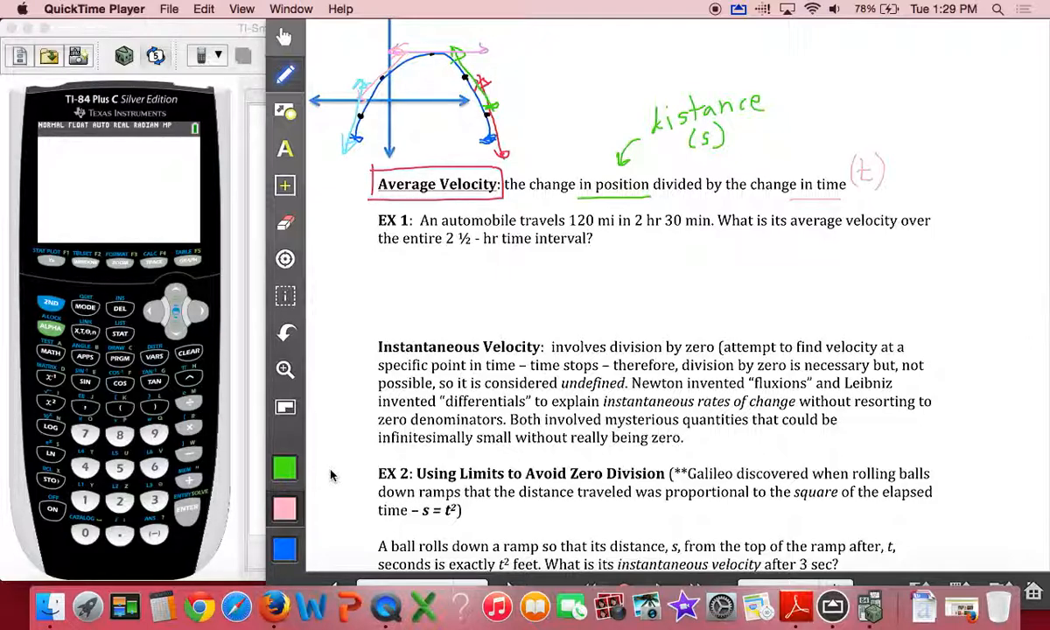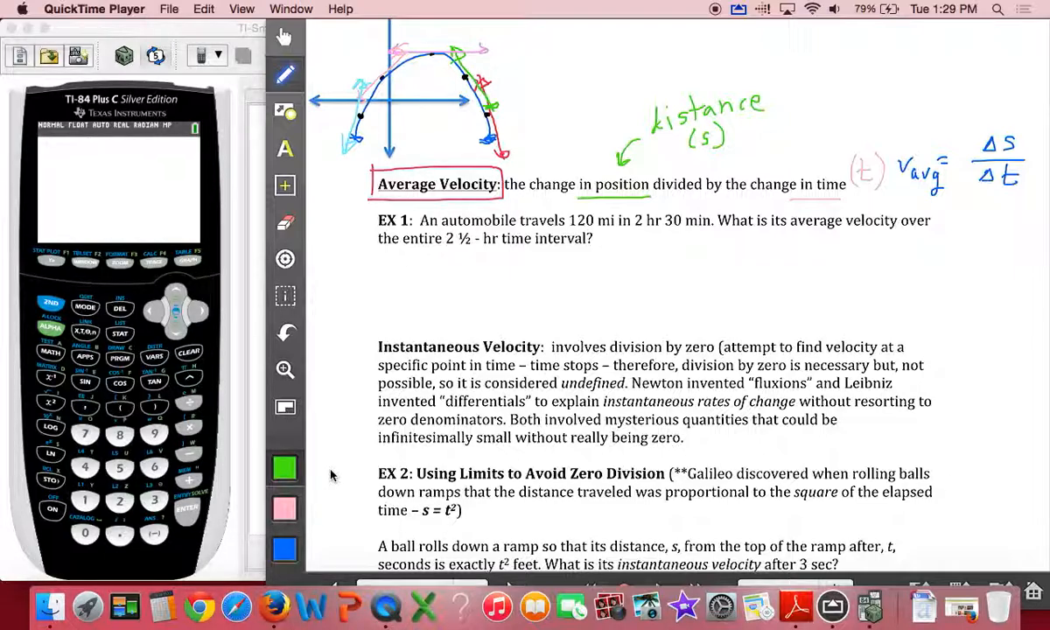So if I'm going to find average velocity, velocity sub-average, so AVG, is equal to the change in position, which is delta S, divided by the change in time. Your ending position minus your starting position, divided by your ending time minus your starting time. In this particular problem, example 1, you're told that an automobile travels 120 miles.